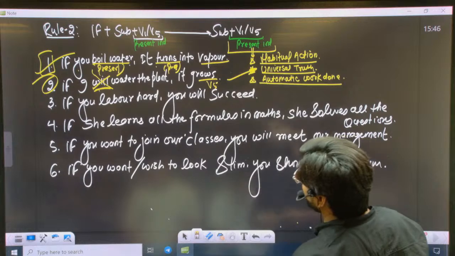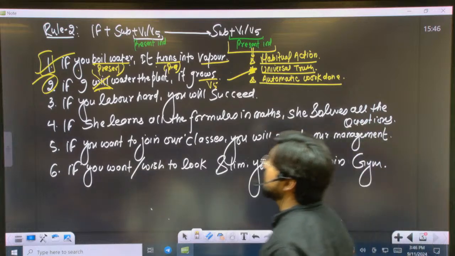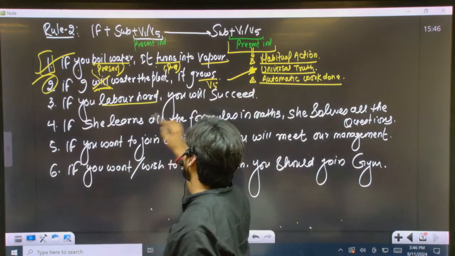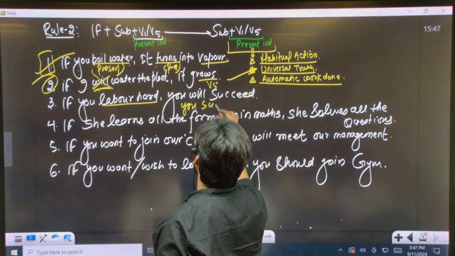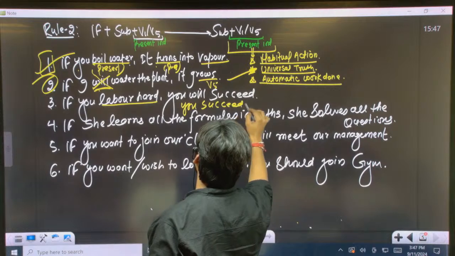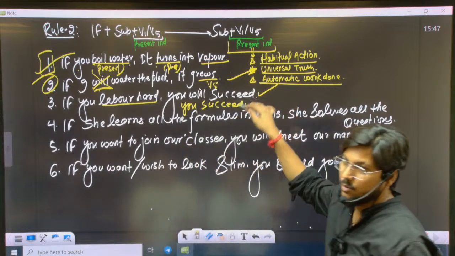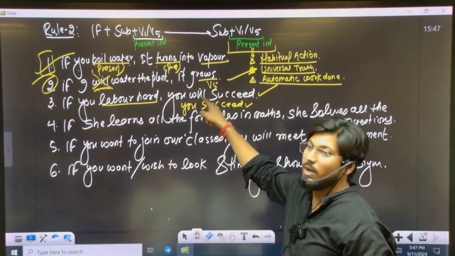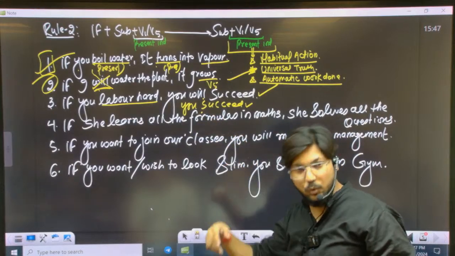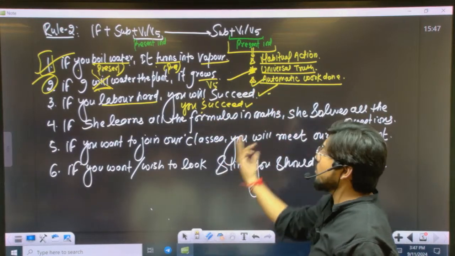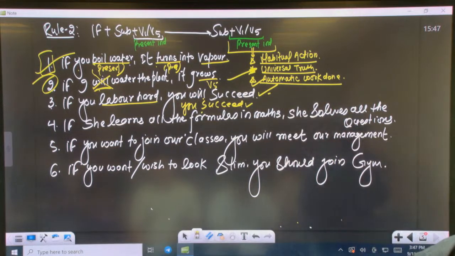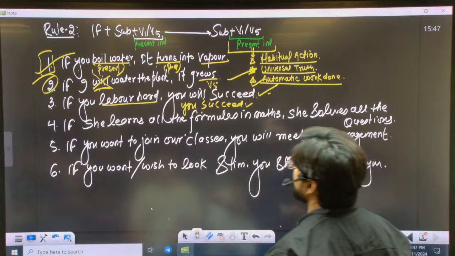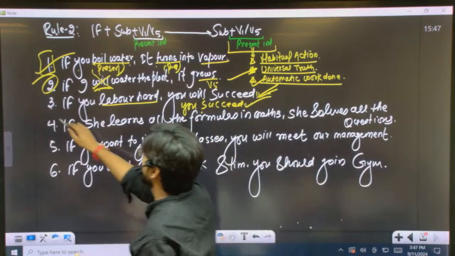Question number 3, if you labor hard, you will succeed. If you labor hard, you will succeed or you succeed. Both are correct. Why? This is rule number 1. This is rule number 2, where automatic work is done. You labor hard means you work hard. So definitely you will crack or you will succeed in future. So both are correct.